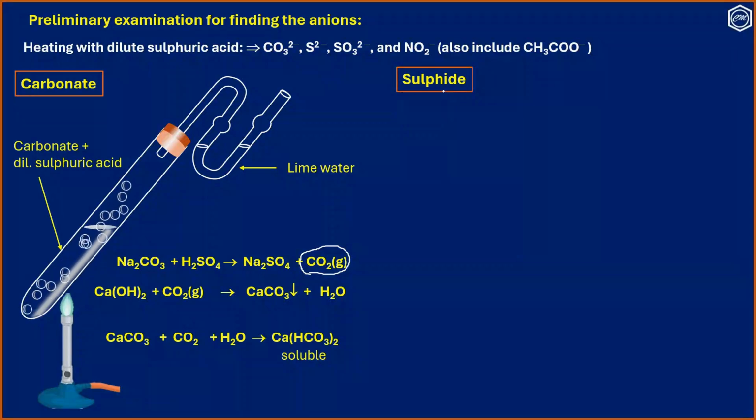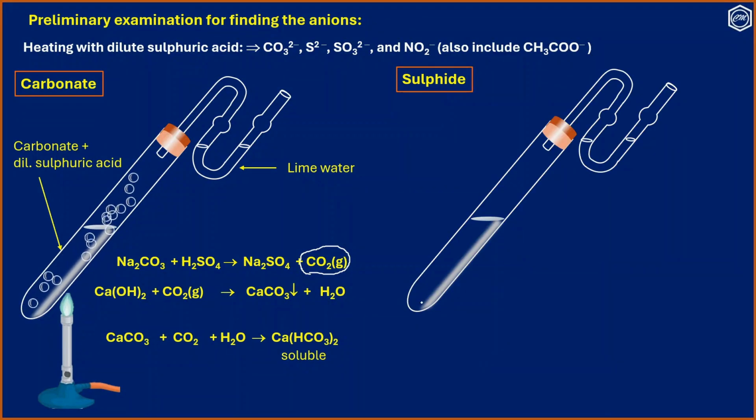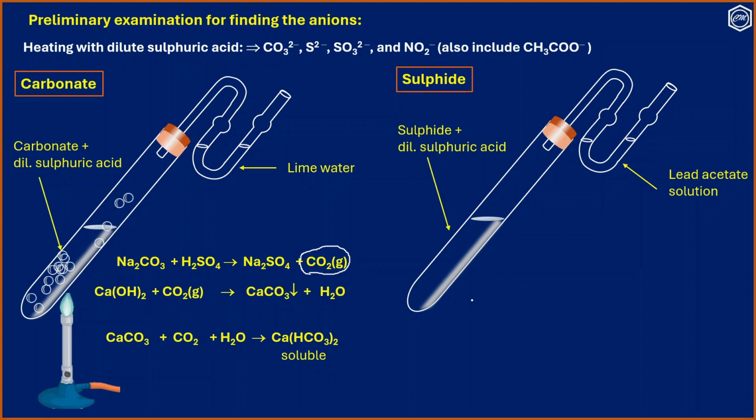Let us consider sulfide. Suppose that about 0.1 gram of the sulfide is taken in a test tube, and to that we add 1 to 2 ml of dilute sulfuric acid. Now the test tube is fitted with a U-tube, and inside the U-tube we take lead acetate solution. We gently warm the solution and bubbles are coming out. These bubbles are due to the formation of hydrogen sulfide gas. The hydrogen sulfide gas comes out through the tube, and when it passes through lead acetate solution, lead sulfide is formed. So the lead acetate solution becomes black.